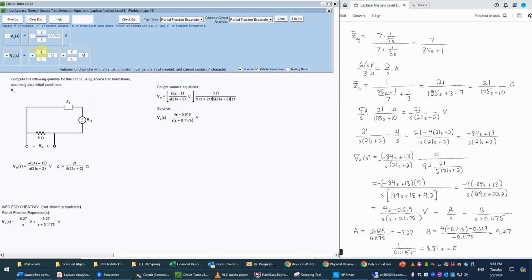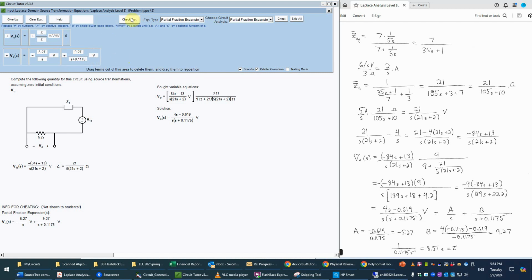Okay, so now we'll go ahead and enter those values. And so the a there, I'm going to put a negative 5.27 divided by the s. And remember, we're not entering in the time domain yet. We have to do the partial fraction expansion first before we're allowed to do the inverse transform. So try not to get ahead of yourself because there's no time domain terms that you can put in here. Okay, and then the second would be the 9.27, and then that's divided by the s plus 0.1175.